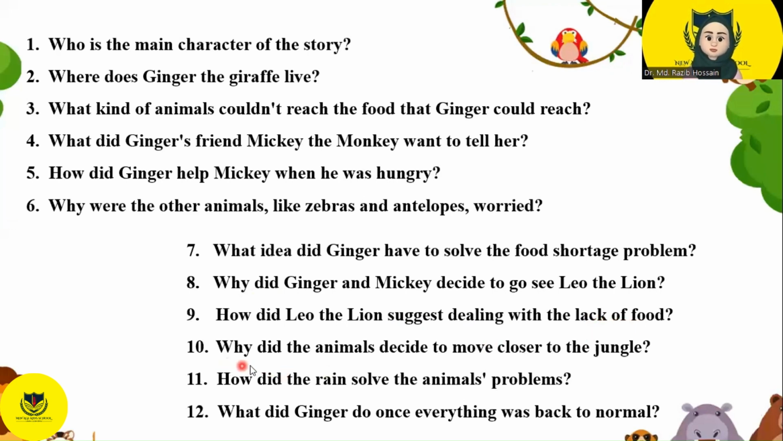Tenth question is, why did the animals decide to move closer to the jungle?